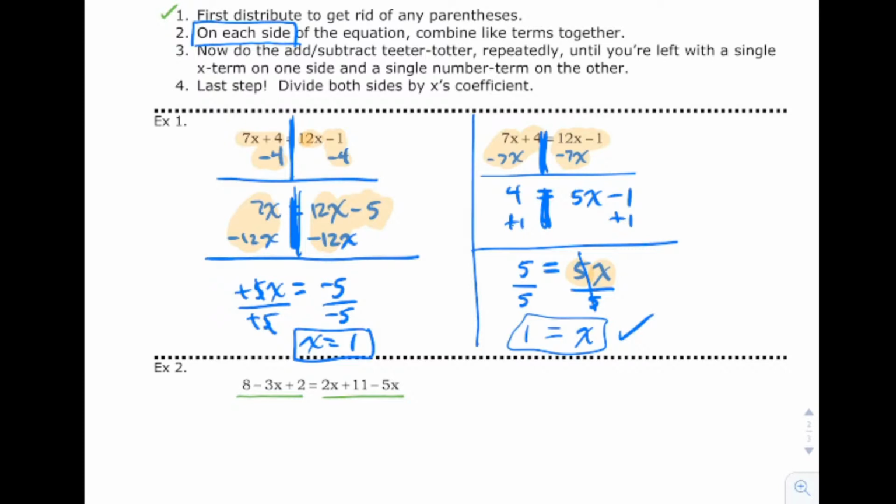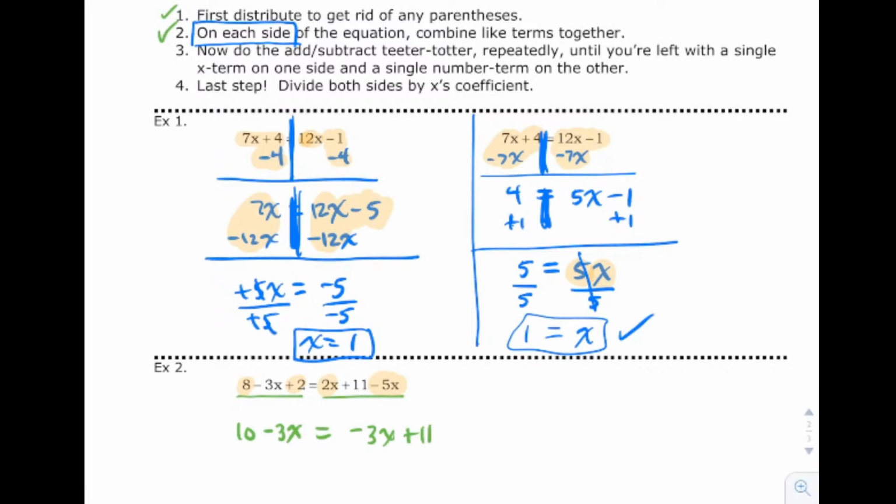Combine like terms. So on the left side, you'll notice that the 8 and the 2 are both numbers. They go together. 8 plus 2 is 10. And then don't forget your minus 3x. On the right side, I have a couple of x terms. I have a 2x minus a 5x, which gives me a minus 3x. And then don't forget your plus 11. So that's what's meant by on each side separately, combine the terms together.